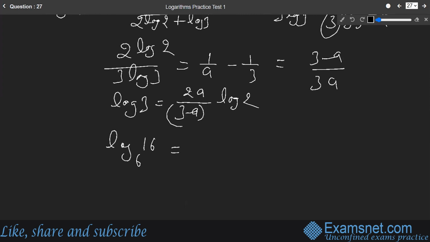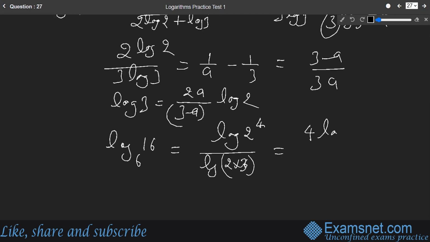What we can write is log base 6 of 16 as log 2 to the power 4, because that is 16, and log 2 into 3, because that is 6, 2 into 3. The same property has been used: log base a of b can be written as log b over log a. So log base 6 of 16 has been written as log 16 over log 6. That 16 has been written as 2 to the power 4, and that 6 as 2 into 3.